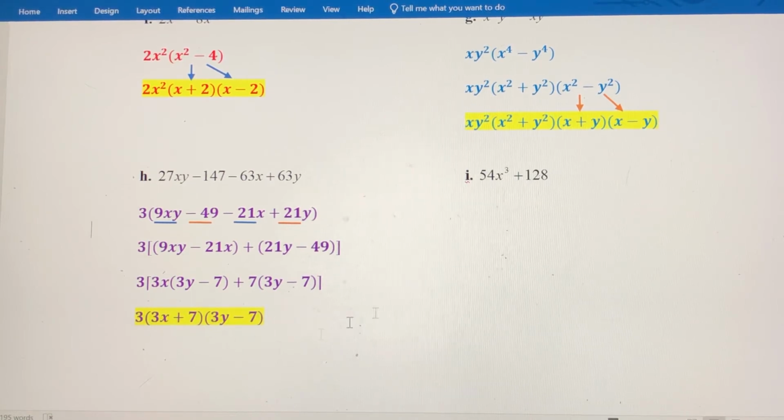So this is the complete factorization of this polynomial in H. Okay? All right. Pause the video, give it a try, and then come back and check your work.